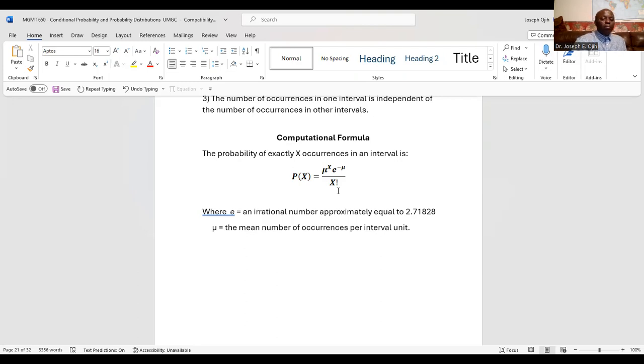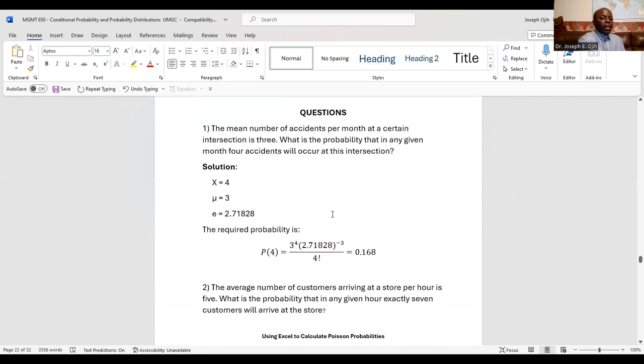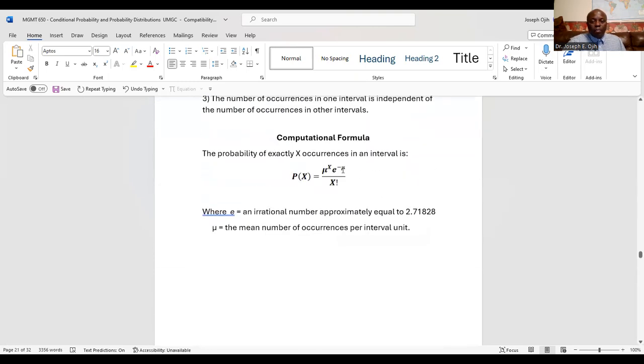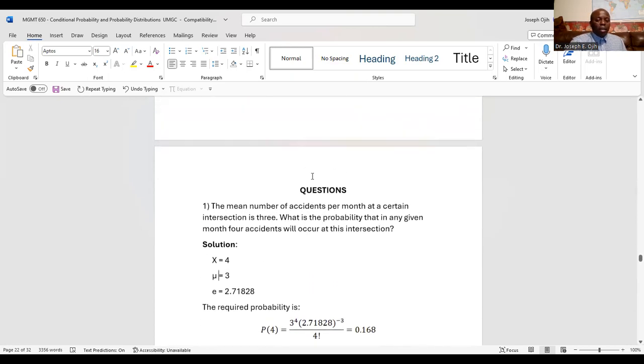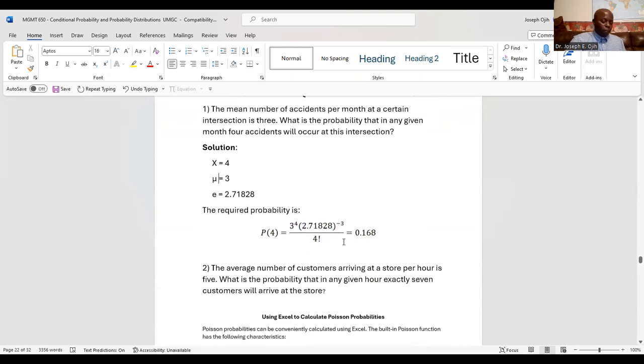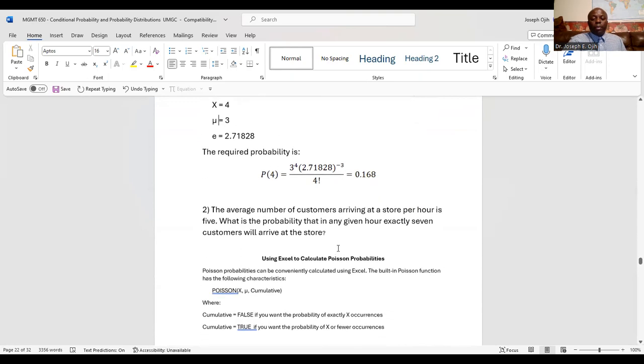Okay. Now, in this case, our x is 4. So that's what I got: for mu is 3, 3 to the power 4 times 2.71828 raised to the power negative mu, which is right here. Negative mu, that is the mean of 3, negative 3, over x factorial, which is 4 factorial. So let's put it on the calculator and I will show you how to get it with the calculator.